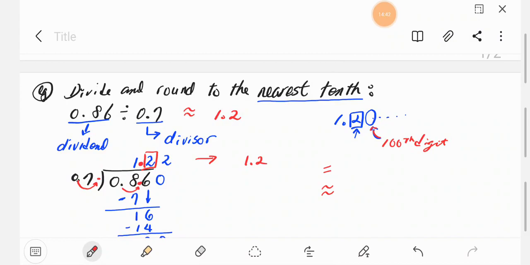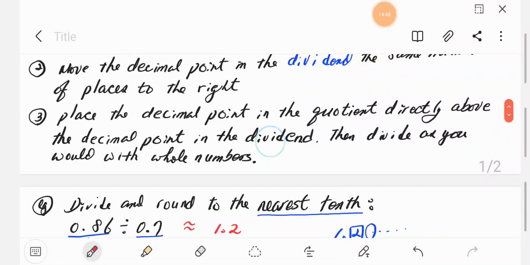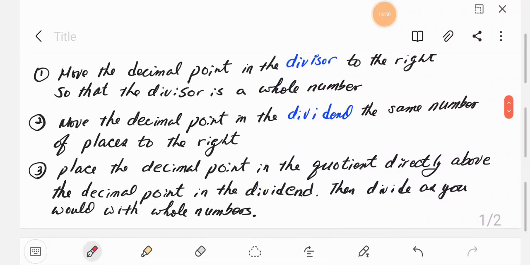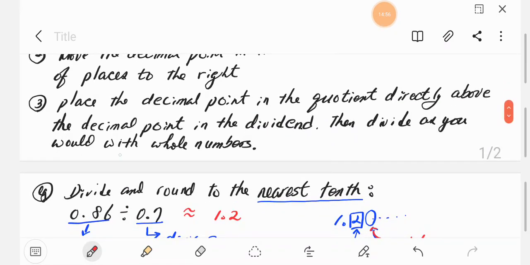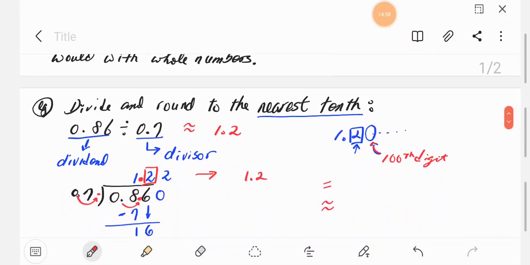All right, this is how we can divide decimals. So don't forget these 3 steps, okay? This is a really simple step. Once you follow these steps, then divide it as you would with whole numbers.